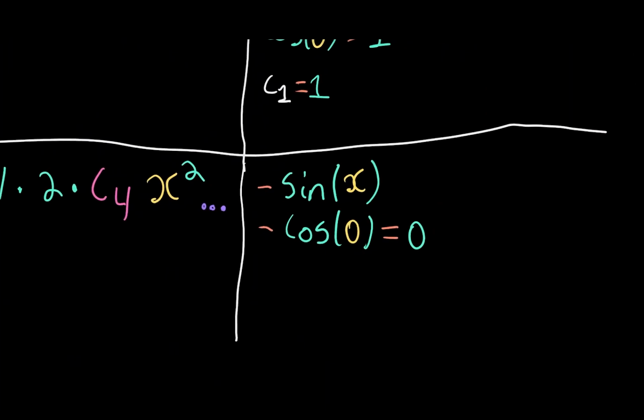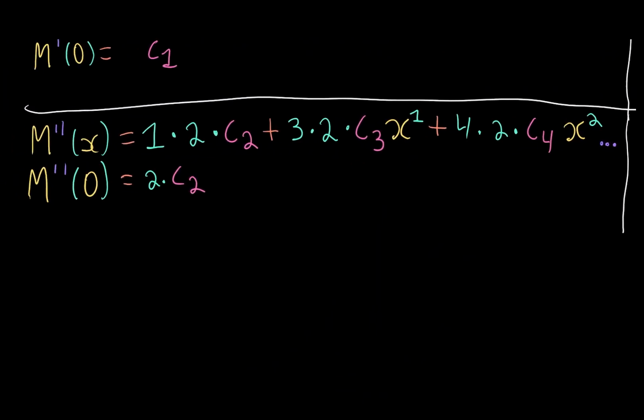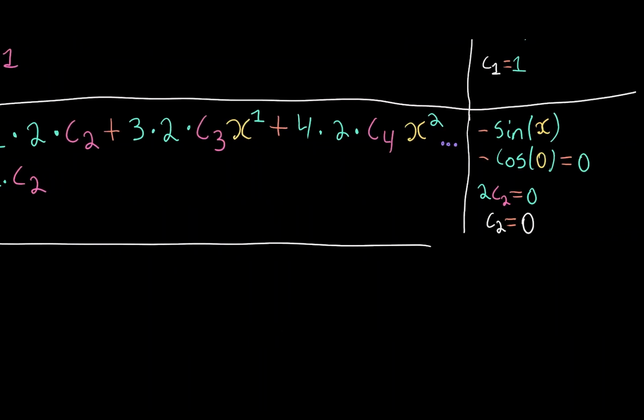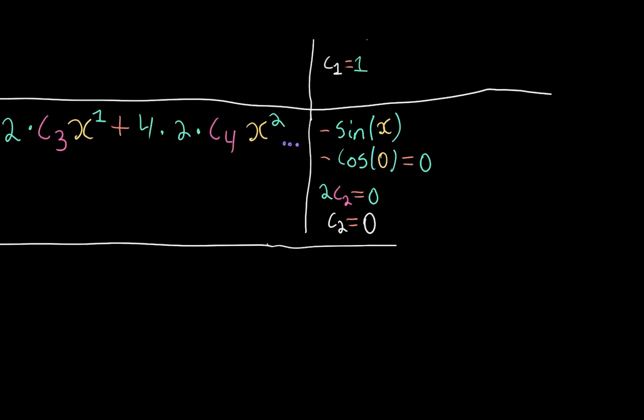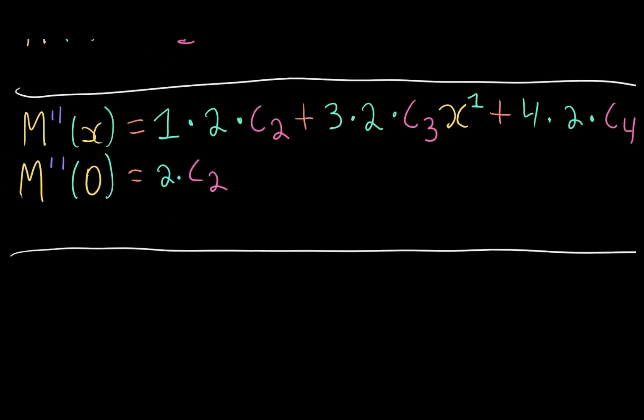Right, let's just write the algebraic expression down. So 2 times C2 has to be equal to 0. And then we divide it by 2, so C2 must be equal to 0. And let's write that down here. Is equal to 0. Okay. Let's do another step. We'll do two more after this one. All right. Now let's do m triple prime of x.